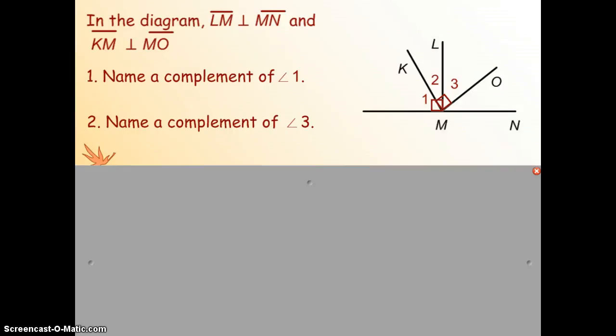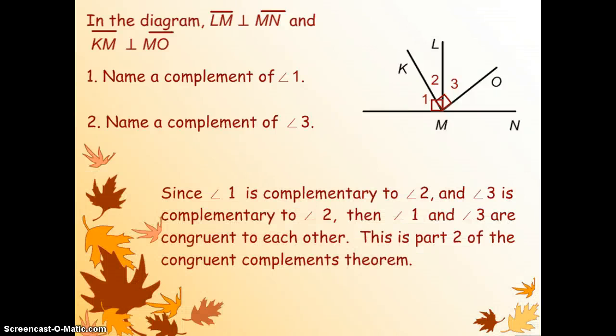Take a look at this next diagram. In this picture, segment LM is perpendicular to segment MN, and segment KM is perpendicular to segment MO. I put in the right angle boxes for you to be able to see this more easily. Name a complement of angle 1. Name a complement of angle 3.